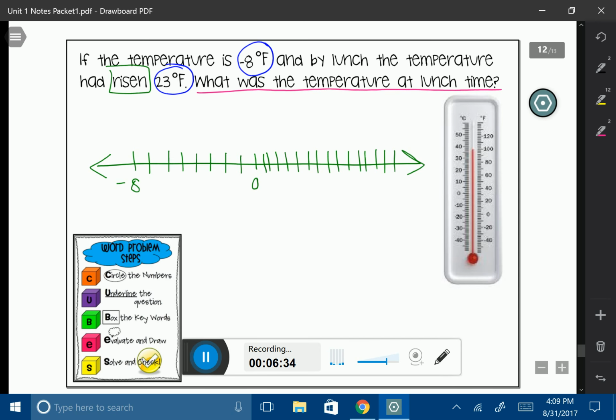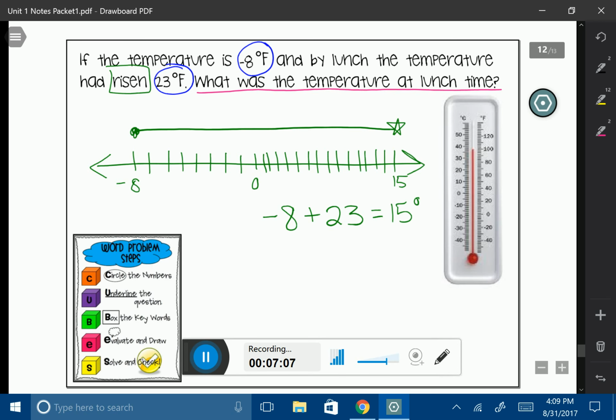Okay, so if the temperature is going to begin at negative 8, and by lunch the temperature had risen 23 degrees, let's go ahead and count. I'm going to increase this by 23 degrees, and that's going to raise all the way up to here. If I think about it as an expression, it would be negative 8, and I'm going to rise 23 degrees. So when I rise 23 degrees, it's going to end up at 15.